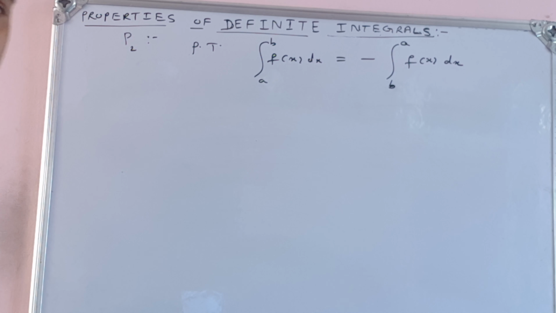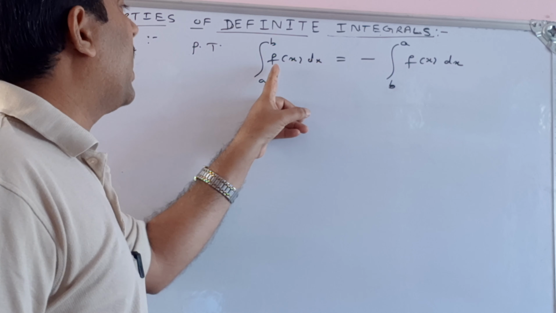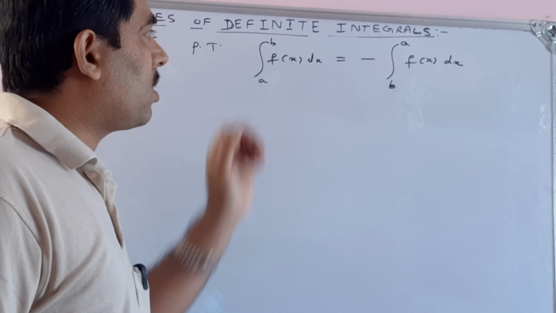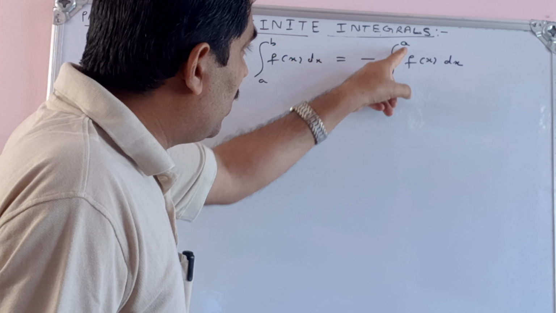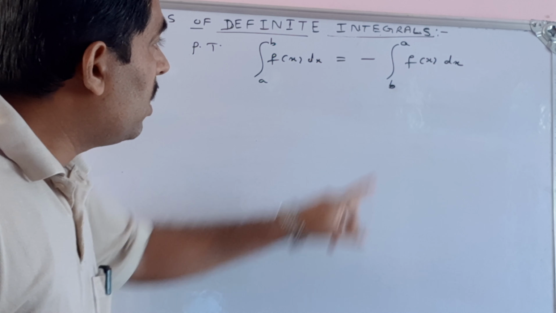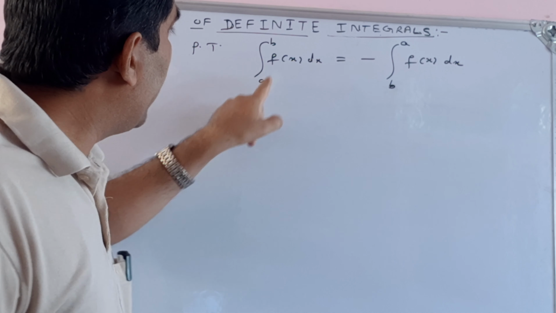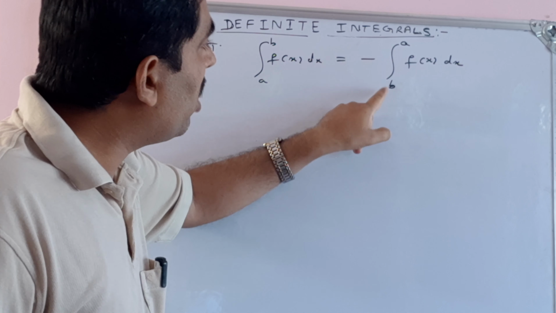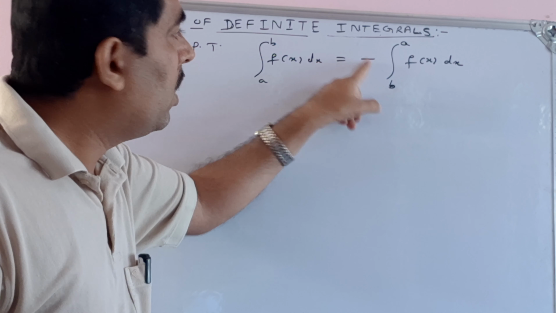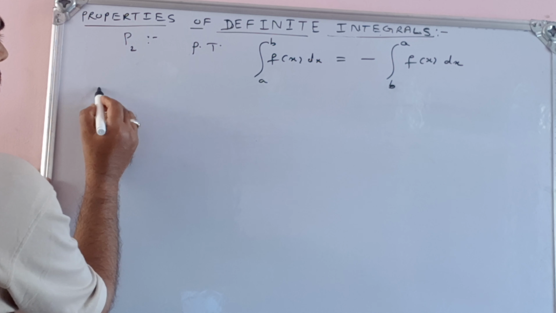Observe the left hand side. What is the meaning of this property? If I have to integrate one function from x is equal to a to x is equal to b, the integral of f of x from a to b, and if I interchange the limits of integration, then the sign of the integral becomes negative. So a to b becomes b to a. If the limits of integration are interchanged, then the sign of the integral changes, that is, it becomes negative. We have to prove this property. So now let us prove this property.